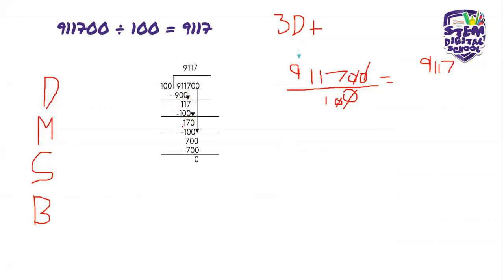And I say 100 into 170 goes how many times? Once. Why? 170 is not a multiple of 100. 1 times 100 is 100. 170 minus 100 is 70. I bring down the 0. 100 into 700 goes 7 times. Why? Because 700 is a multiple of 100. 7 times 100 gives me 700. 700 minus 700 gives me 0. My final answer is 9,117.